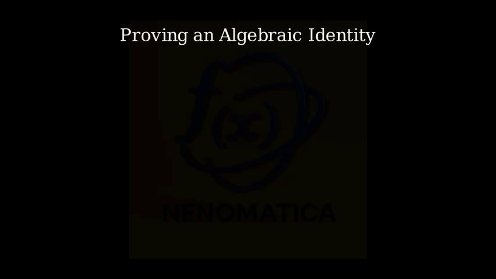Today we're going to explore an interesting algebraic proof. Let's look at our example. We need to prove that if a squared equals 2a plus 1, then a to the fifth equals 29a plus 12. Let's work through this step by step.